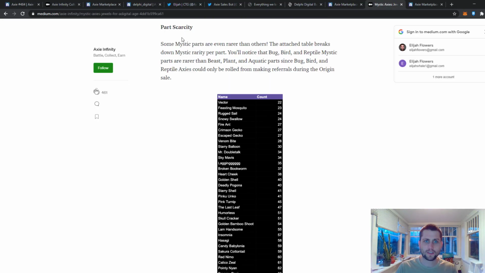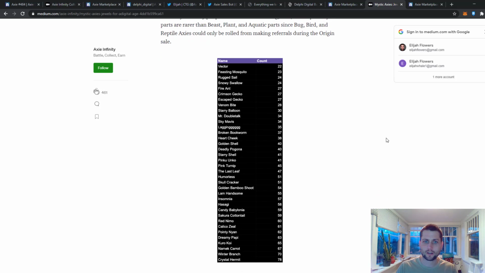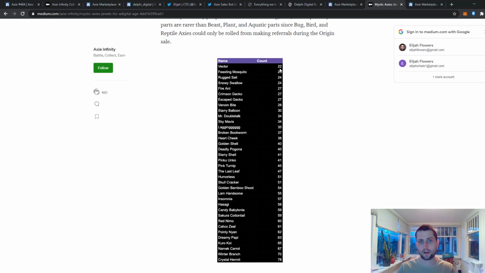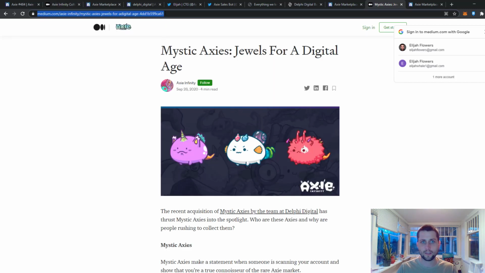Finally, it's pretty cool to look at the part scarcity if you're in the market for picking one up. Now again, this is all speculation. We don't know exactly how this is going to play out in terms of value, but I would imagine that the ones that there's fewer of in terms of count for mystic parts will have higher value in the future. We can see here that I landed pretty much smack dab in the middle with pink turnip, which is cool. So if you're shopping, whatever mystic part you're looking at, just give this little graph a peek and maybe it can help you determine which route to go. I'll go ahead and leave the link to this article in the description as well. It's a nice, well-rounded article on mystic Axies if you want to read further into it.